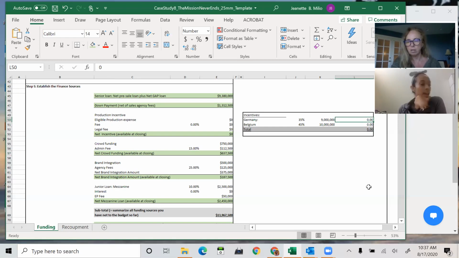I don't know how to do this. You know how to do 9 million times 35%. Oh, so that's all we had to do, just 9 million times 35%. Because I just said we're spending 9 million in Germany, and Germany gives us 35% of what we're spending there. So that was 3,150,000.